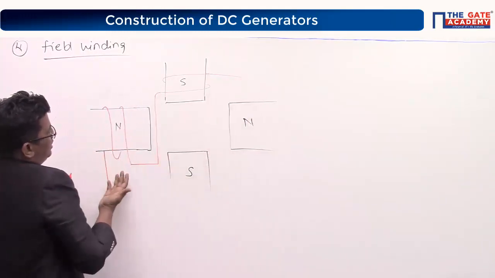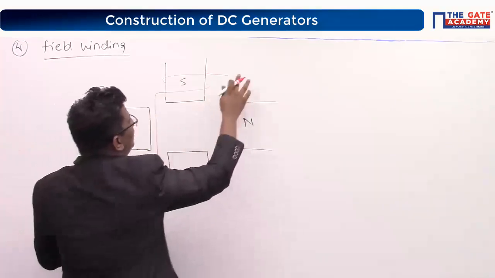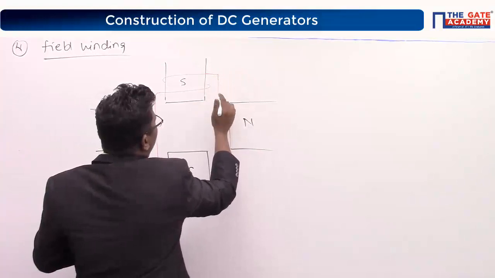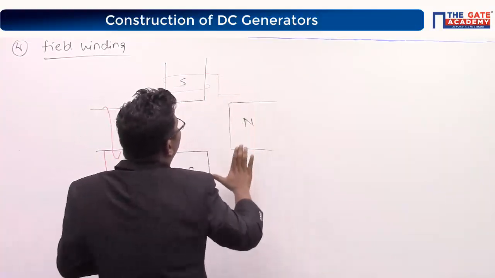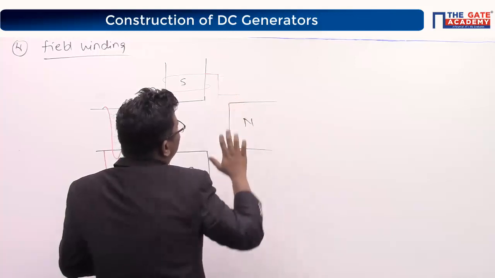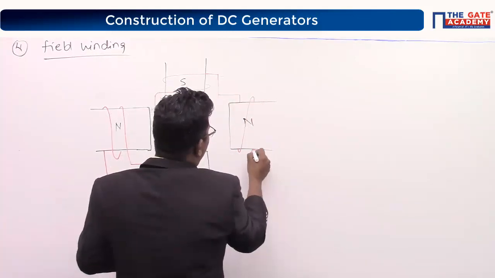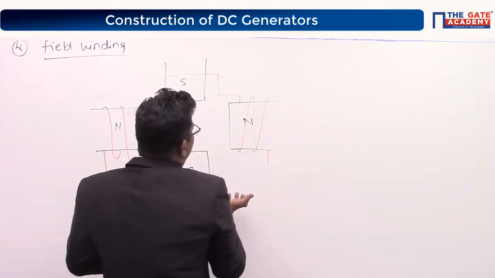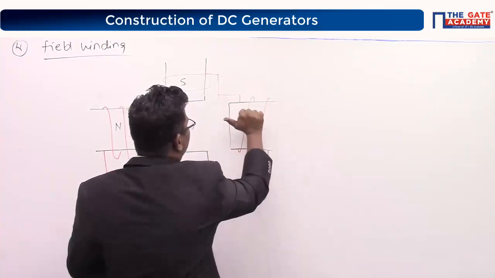Look here. Here the current is going like this, and here the flux is going like this. Similarly, from here I have to give the flux to this side. So my sense of winding should be in this direction, right? Current is coming in this direction. Yes, correct.